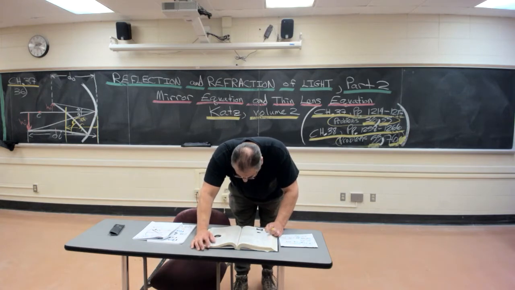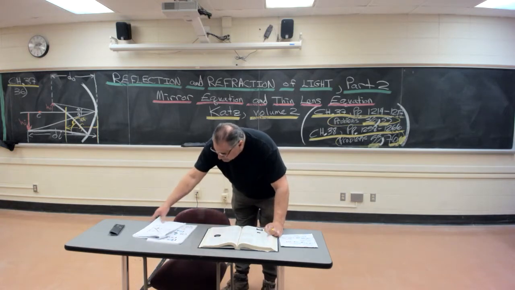they're saying something relatively basic. From Dr. Katz's book, chapter 37, problem number 36. It is saying, derive the mirror equation, 1 over d sub O plus 1 over d sub I equals 1 over f for a concave mirror. It's that simple.